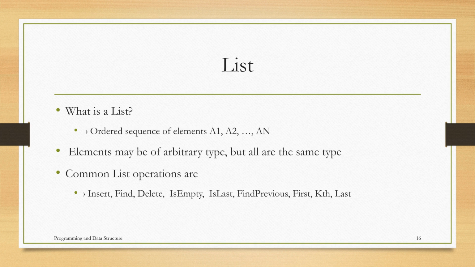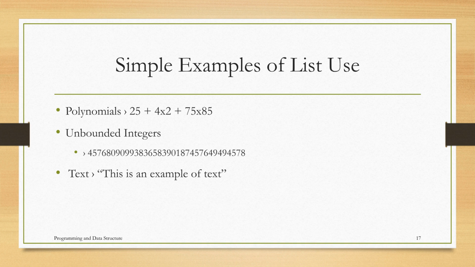What is a list? It's an ordered sequence of elements, all of the same type. Common list operations include insert, find, delete, checking if it's empty or the last element, and navigating through elements. Lists are used in many ways. Simple examples include representing polynomials, handling unbounded integers with many digits, and storing text strings.